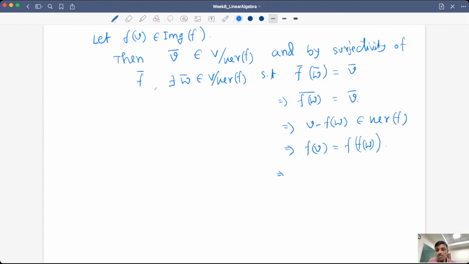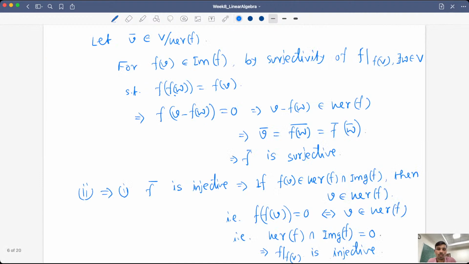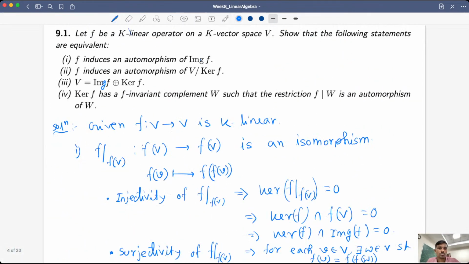So this implies f restricted to f(V) is surjective, because I get an element f(w) in the image of f such that f of f(w) equals f(v). Okay, so this is surjective, and hence f restricted to the image of f is an isomorphism. Now we have proved one if and only if two.